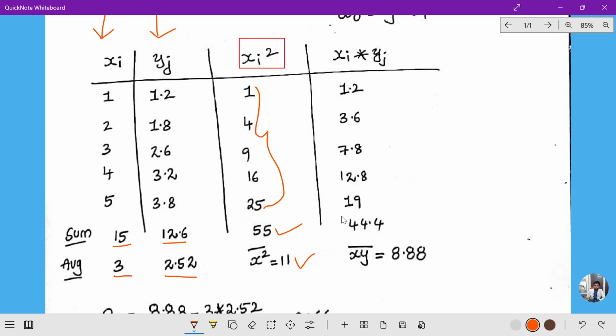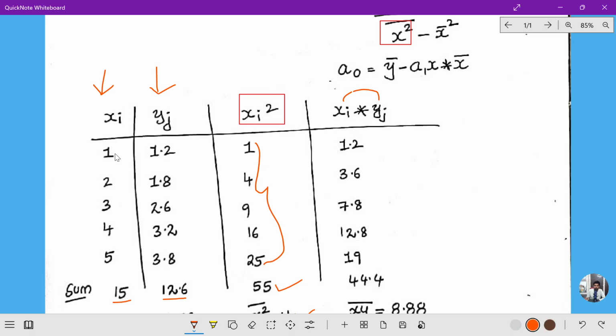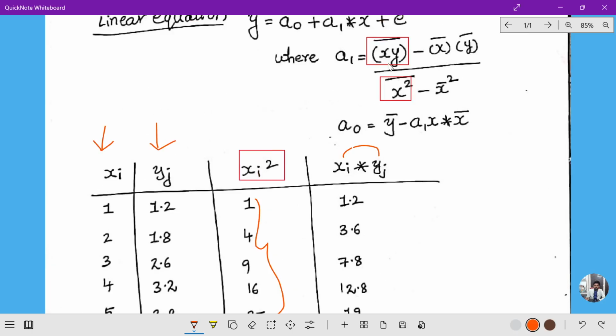Let us find out the second value, xy. We completed x square, then we are going to find out xy. This is about x and y. Simply we multiply 1 into 1.2, 1.2; 2 into 1.8, 3.6, and so on. The last value is 5 into 3.8, which is 19. This is called multiplication, and the final sum is 44.4.